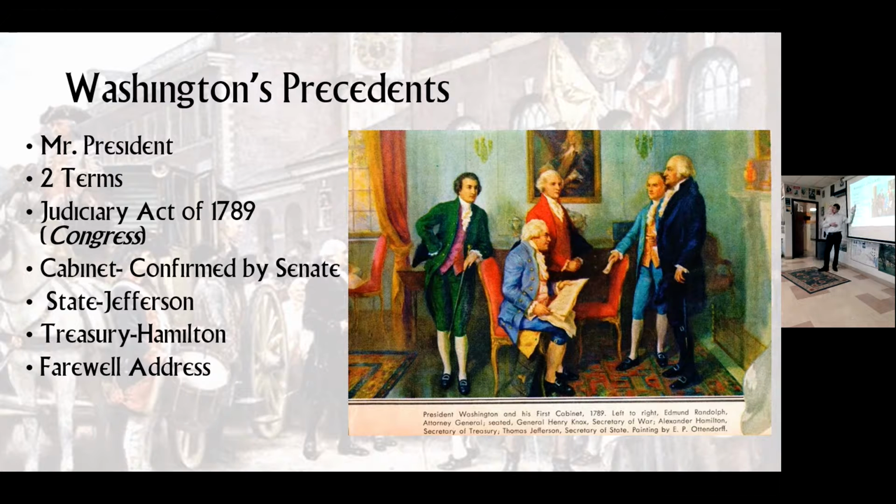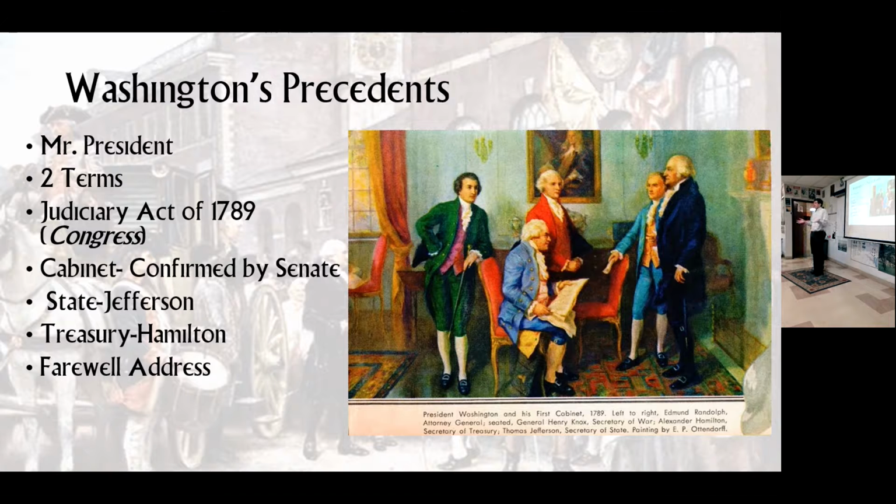The Judiciary Act, Congress would pass this, but Washington would then confirm the first federal judges under the court system we have today. So that's why I put Congress here. They passed the law. Washington did it. And then, what about those judges? The Constitution says advice and consent. That turned into a confirmation process where the Senate would vote up or down on appointments.